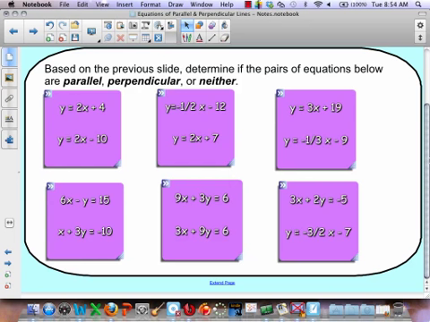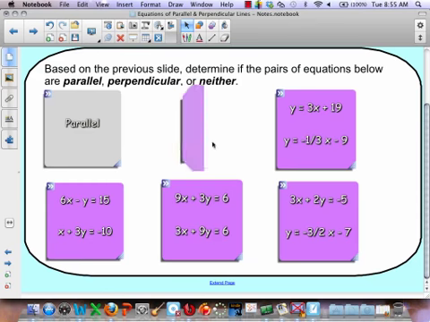y equals mx plus b. So that gives you the slope. All right, the first one. If I have y equals 2x plus 4 and y equals 2x minus 10, what are my lines? Definitely parallel. Very good. Looking at the second one, y equals -1/2 x minus 12 and y equals 2x plus 7. Tommy, what did you get for that one? It's going to be perpendicular.